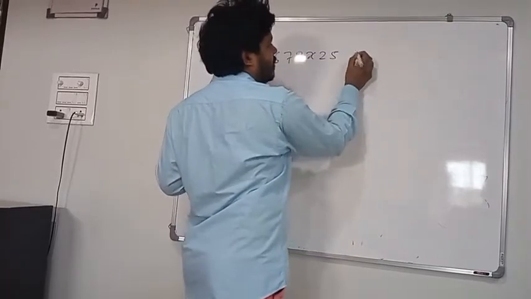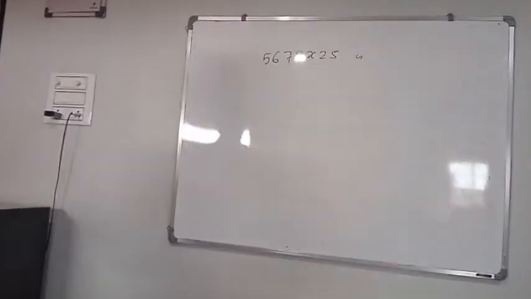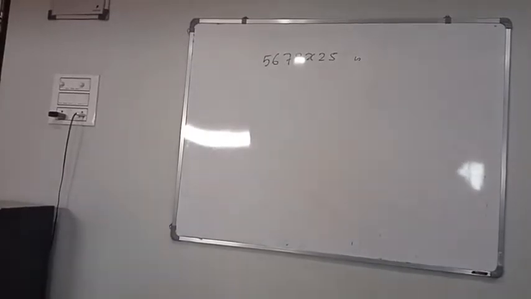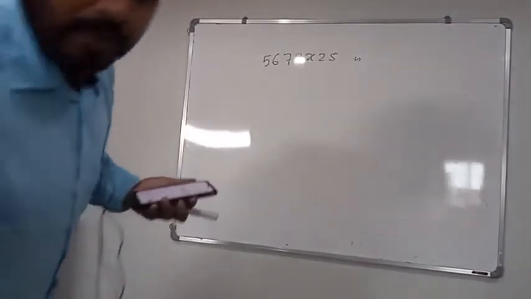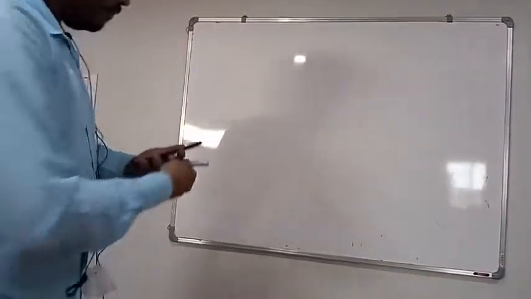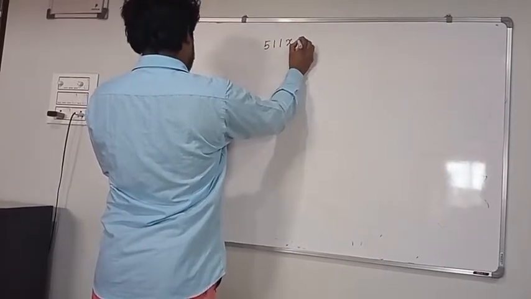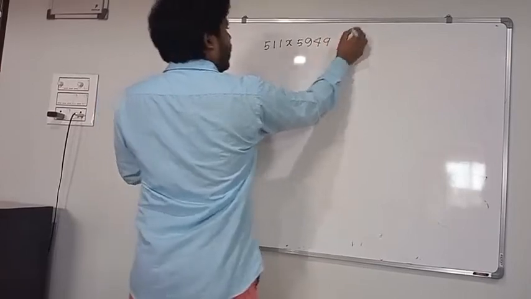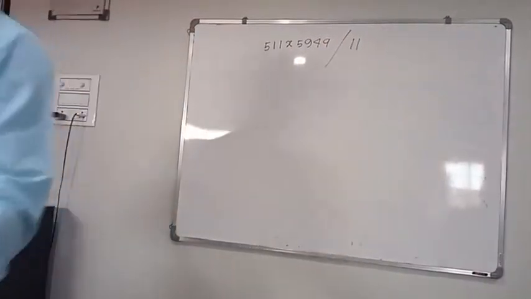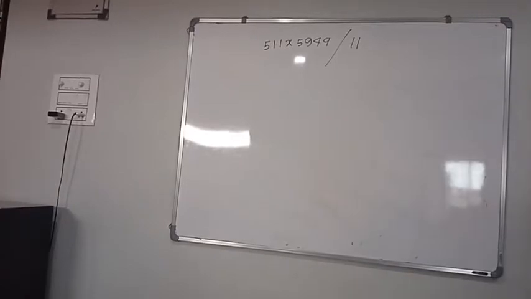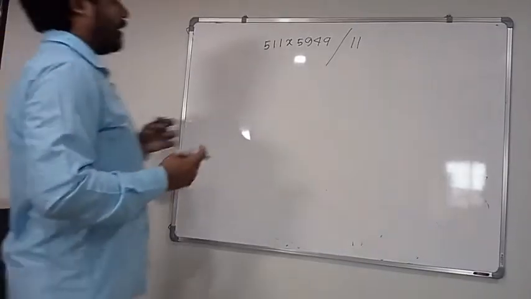Now this is the number, and this number is divisible by... wait, I'm changing the question. 5 1 1 x 5 9 4 9 is divisible by 11. Then find the value of x. You have to find the value of x.